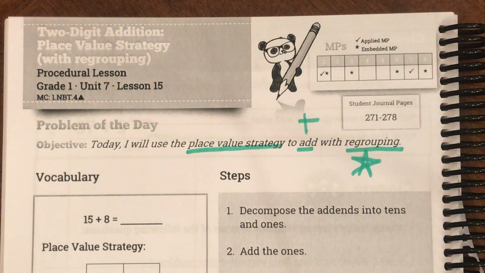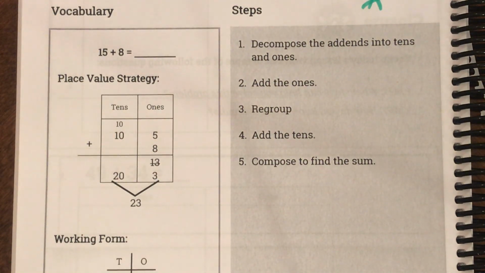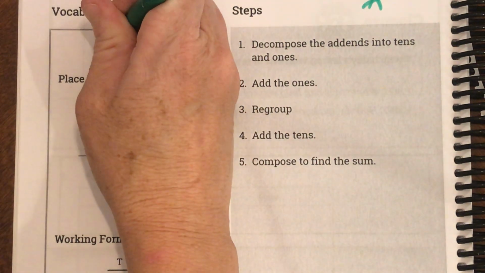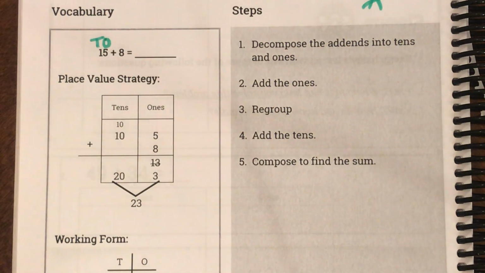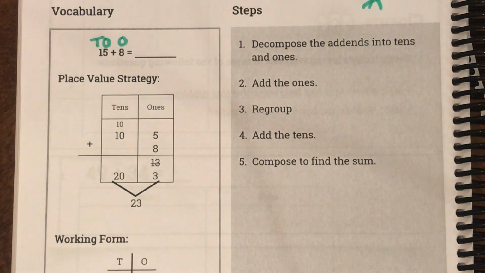Okay, so let's look at our vocabulary. And the first thing we see is an equation, 15 plus 8. And what I've said is good mathematicians always put your place values on top. So for 15, the 5 is in the ones place, and the 1 is in the tens place. So I'm going to put an O and a T. And for 8, there's just a ones. So 8's in the ones place.